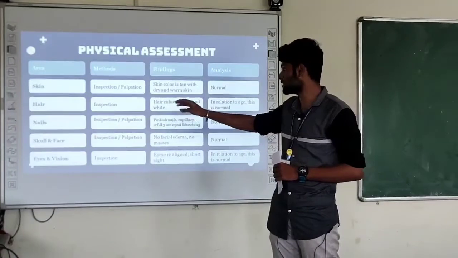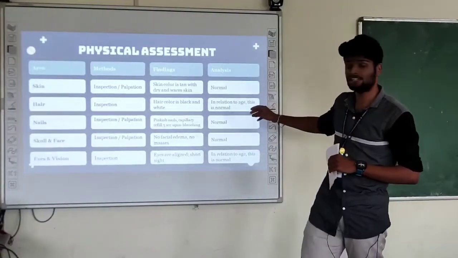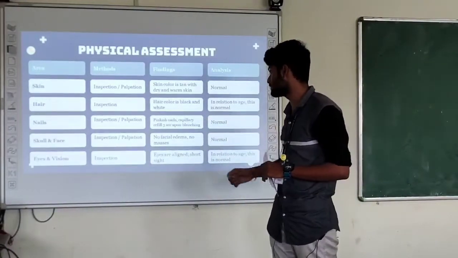Hair has been inspected, and the hair color is black and white, where the white color is considered normal in relation to her age. Nails are pinkish, with capillary refill of 3 seconds upon blanching.